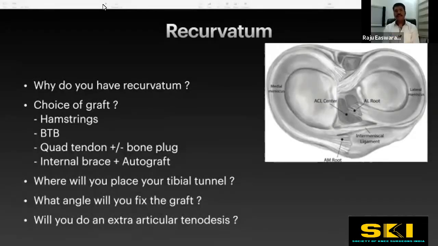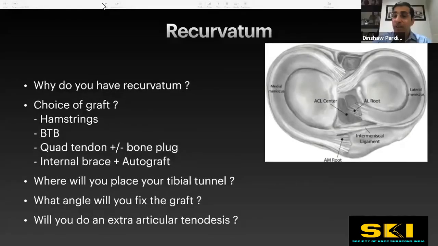Dinshaw, if you feel that the internal brace doesn't cause stress shielding, isn't that defeating the very purpose why it was put? Is it possible for an internal brace to not stress shield and yet protect the graft? Yeah. So it's like your seat belt. The seat belt which holds you in a car only holds you back if you were to go beyond a particular level. So that's exactly what the internal brace is.